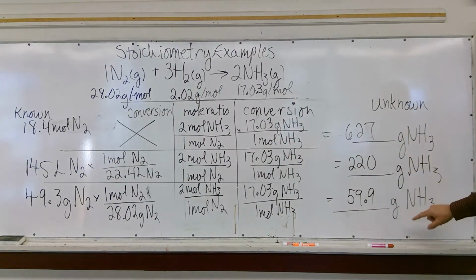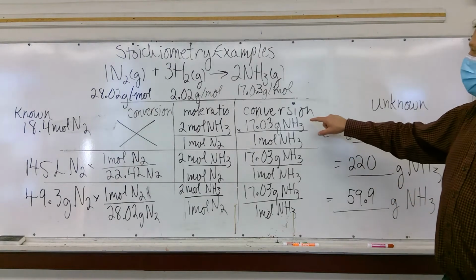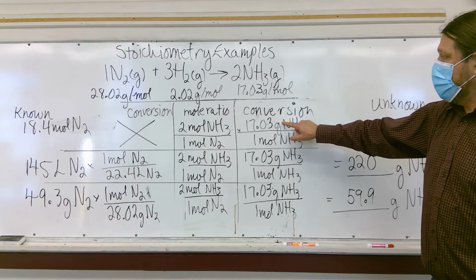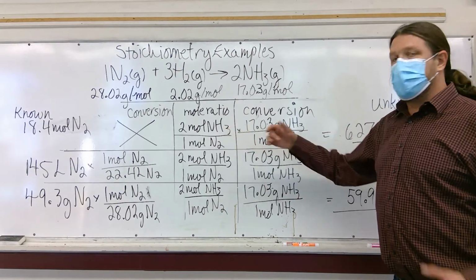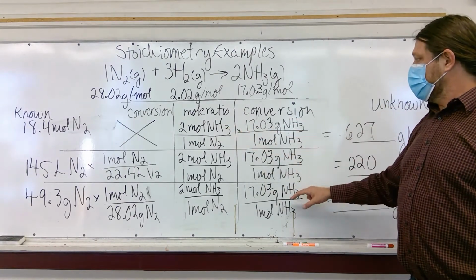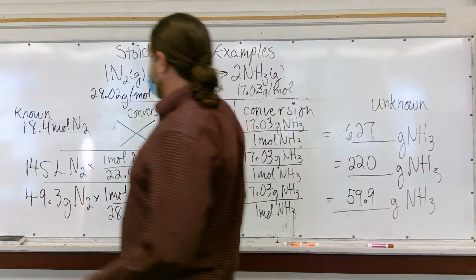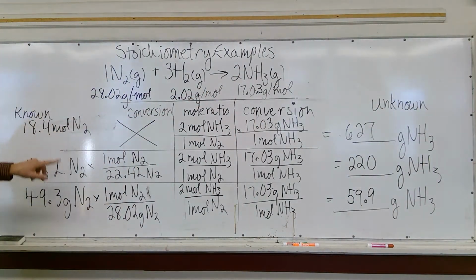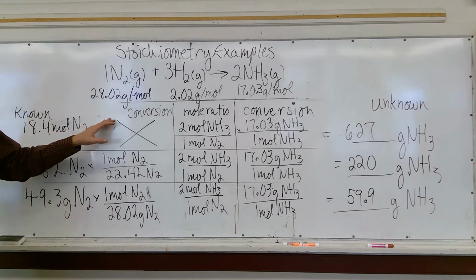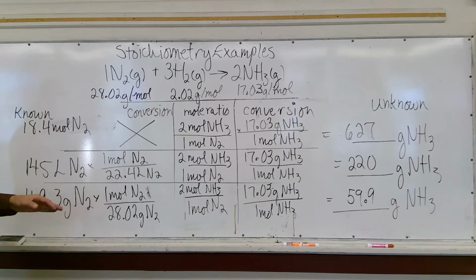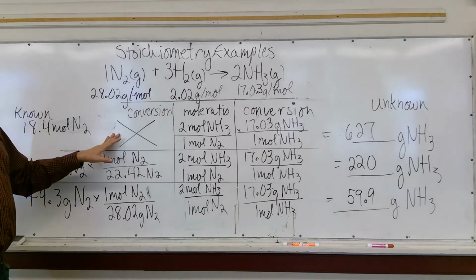Since all 3 of the unknown ammonia products that we're looking for are set to grams, notice that I have a conversion step here that multiplies the molar amount of ammonia by its molar mass. However, because the known amount in this problem is in moles, this is in liters, and this is in grams, we have to evaluate whether or not we need a conversion step here, and if so, which one we need. Because 18.4 moles of nitrogen is already set to moles, there is no need for a conversion step here.